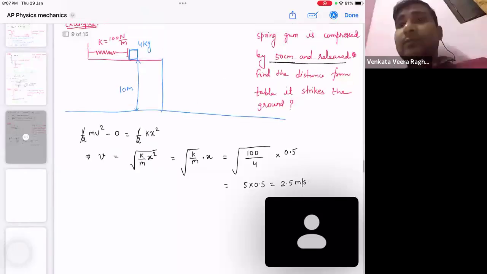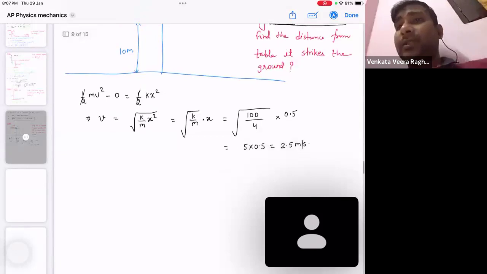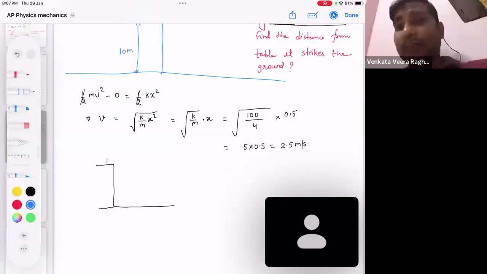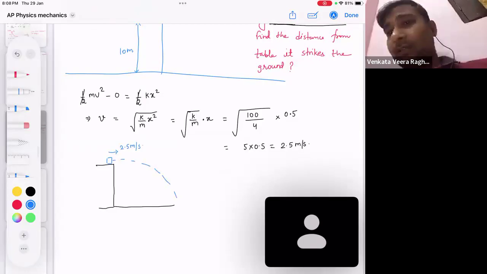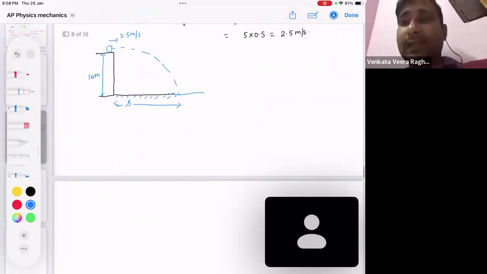Once it leaves the spring, then it will just follow projectile motion, isn't it? So in the projectile motion, we just need to solve the projectile motion now. So this is a projectile motion where the particle is thrown horizontally with what velocity? 2.5 meter per second. So it will reach the ground somewhere here, isn't it? And they are asking the distance from the table. That means this horizontal distance they are asking, and this height is given as what? 10 meters.